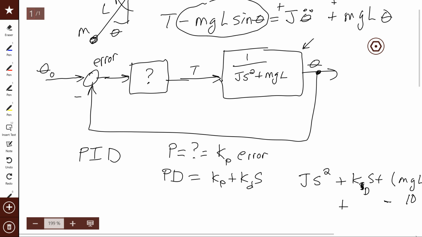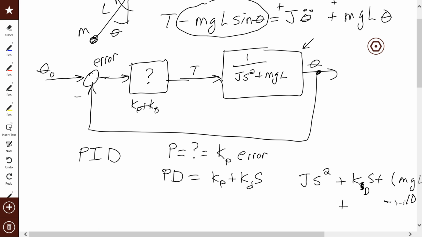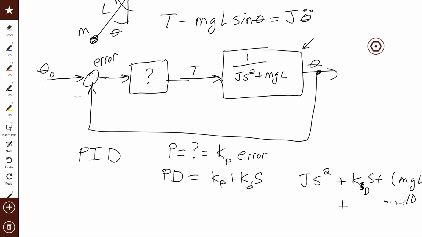Let's get this guy right here. I'm going to put in a PD controller. KP plus KDS. And I want the transfer function. Here we go. Here's the final exam. Ready? I want the transfer function of that. I'm going to put in KP plus KDS. I'll give you some numbers and all that. How do you get the transfer function?